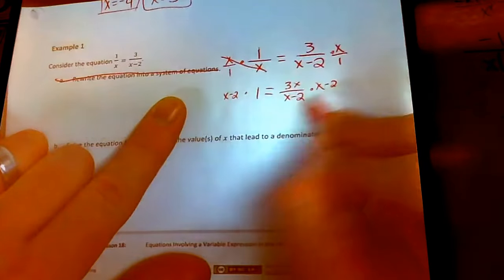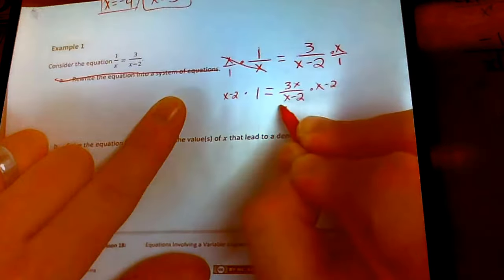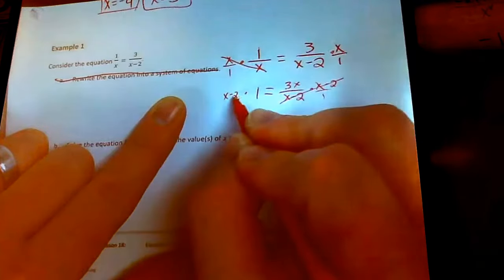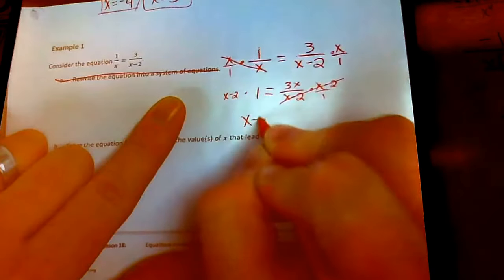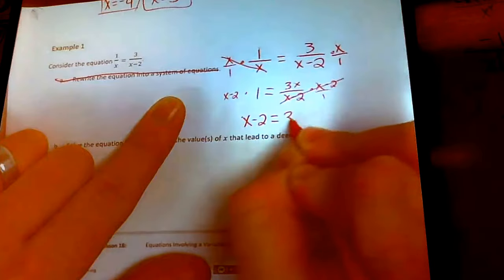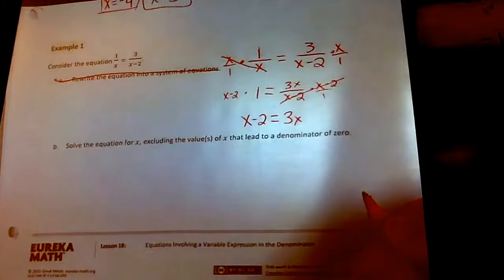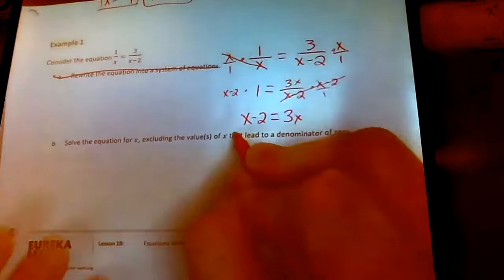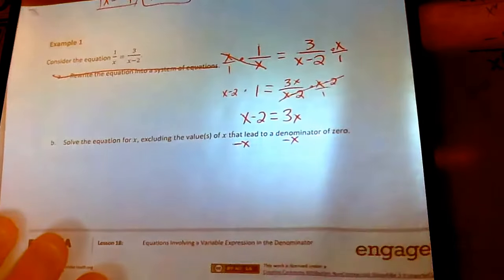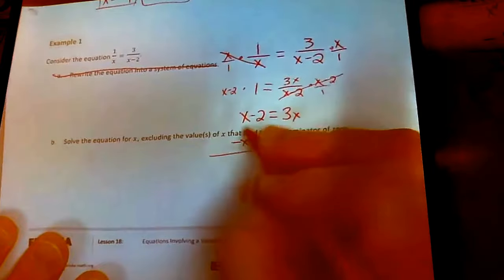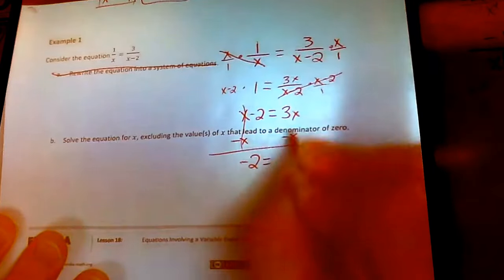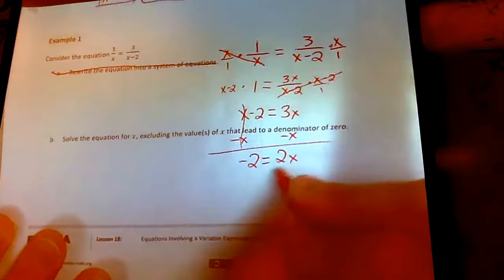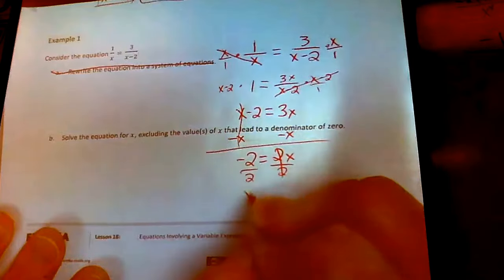That's what happens to the x minus 2's now on this side. It's gone. Cancel, and you would have x minus 2 times 1, which is just x minus 2, equals 3x. And now you can solve it. Easy, right? Subtract x from both sides. So you have negative 2 equals 2x. Divide by 2. So x is negative 1.